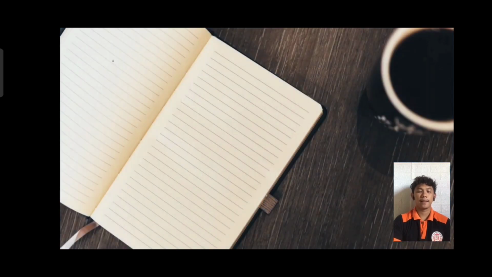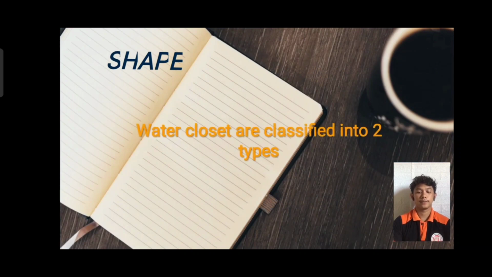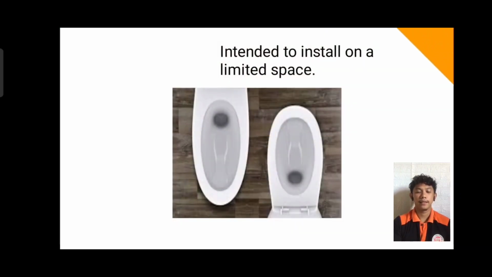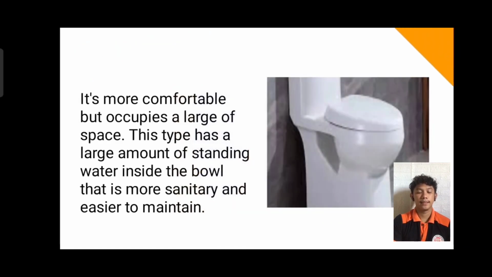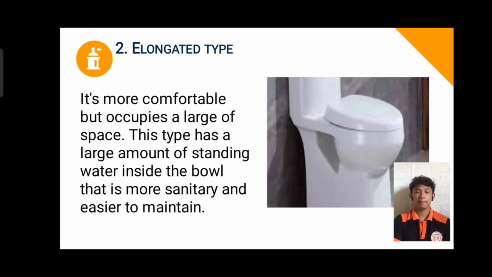Next is the shape naman. There are two types of shapes. Those are, first, the round type. Ganito yung itsura ng round type. And then yung second one is the elongated type.